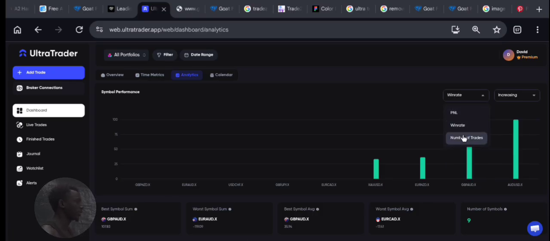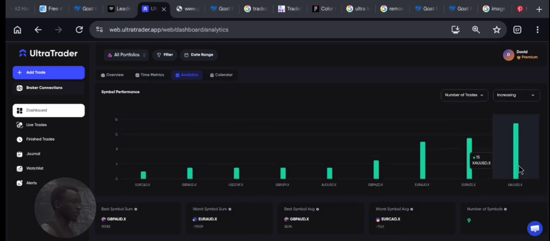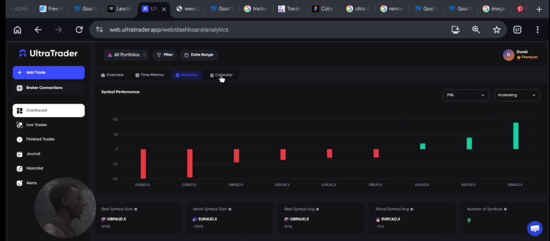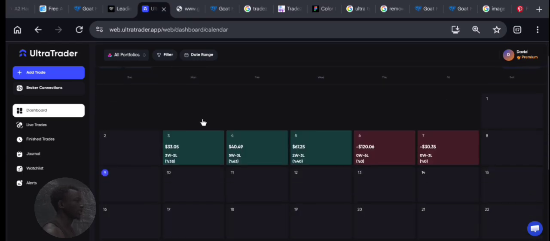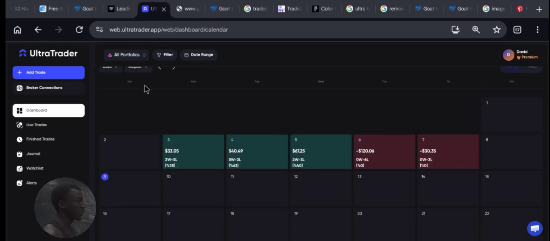Then if you go by number of trades, I took more trades on gold, so you can see at this point here. So that's basically it on symbol performance. The last one on my list is the calendar. From this point you can see the year. You can choose the year, which we're in 2026. You have to choose the year and the month. We're in July. We're in August. So in August, this is Monday, Sunday, Monday, Tuesday, Wednesday, Thursday, Friday, Saturday, and Sunday.